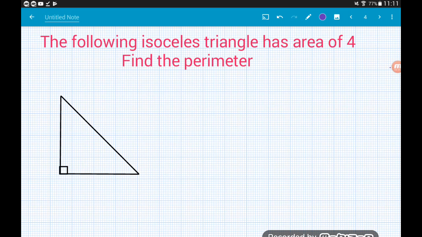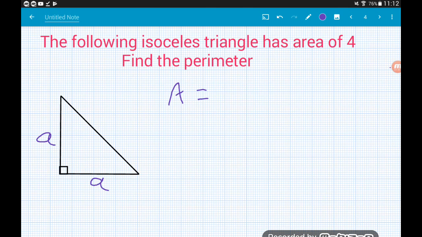So, it's very important that the triangle is isosceles. The property of an isosceles is that 2 lengths are the same size. So, that's going to be the 2 shortest sides. So if we start off by calling both of those sides A, then we know that the area of a triangle is equal to the base times the height divided by 2.